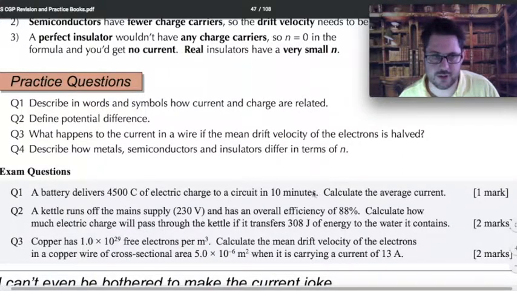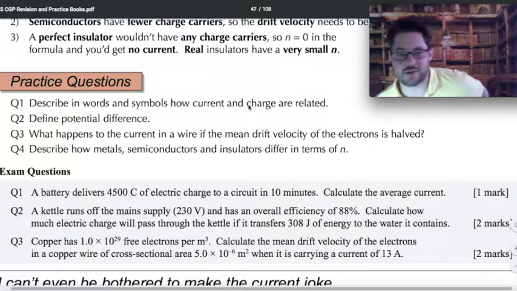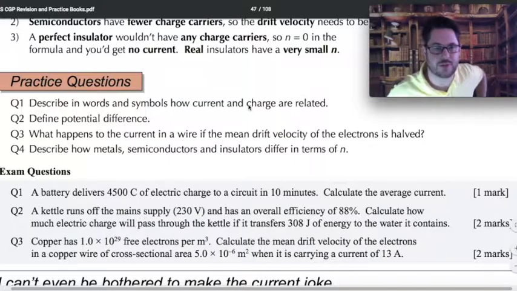Here are some questions. Let's just warm up. Describe in words and symbols how current and charge are related. I equals, what was it? I equals Q over T, isn't it? The definition of current, rate of flow of charge, isn't it? Yeah. So I equals Q over T.